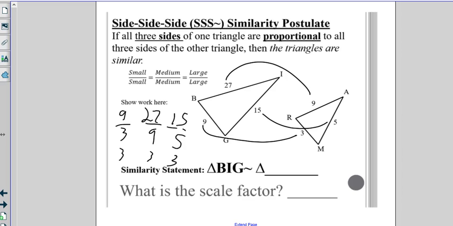So BIG is going to be RAM. This is a smaller version. And what's the scale factor? Well, depending on which way you're going, if you're going small to big, it's 1 over 3. If you're going big to small, it would be 3 over 1.